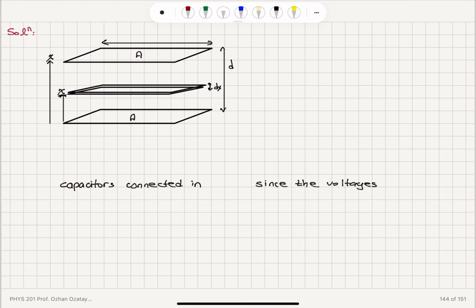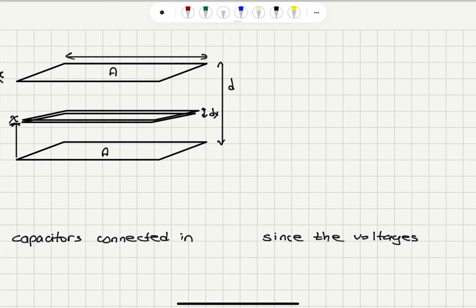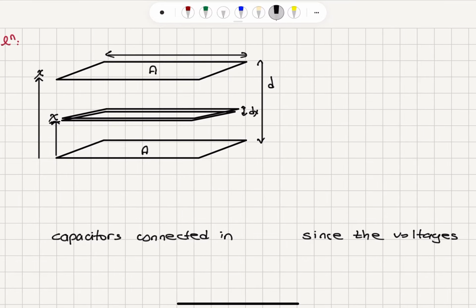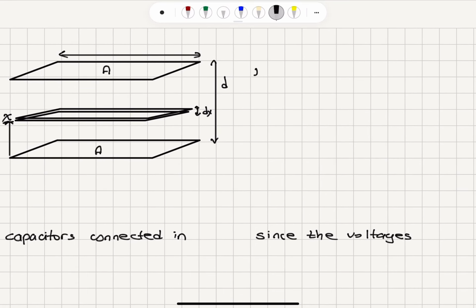Okay, so we have these two parallel plates, area A, the separation between them is d. We have a linearly varying dielectric in between them, and this is my x-axis here, going from the bottom plate to the top plate, and kappa of x is equal to ax plus b. It's a linearly varying function of x.